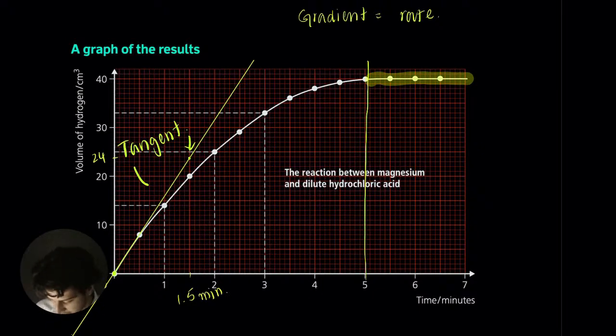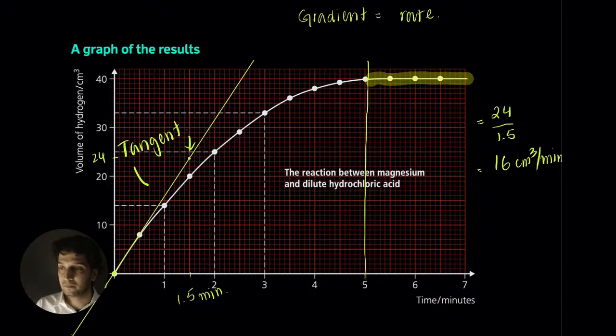Okay. So the initial rate would be 24 over 1.5, which comes out to be what? 18? 24 divided by 1.5. 16. 16. Yes, I meant 16. 16 centimeter cube per minute. Yes, you were right. Nice.